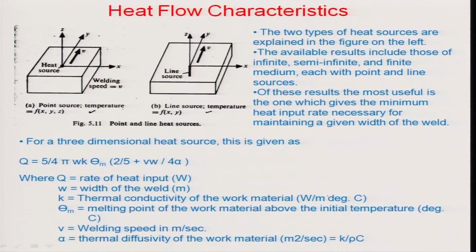I think I had done a fairly good amount of analysis in casting, but for the two different cases, for example, the case of a 3-dimensional heat source, which is not really a line heat source, but a point heat source like this, and assuming that the workpiece moves at a velocity V with respect to this heat source, the Q, the rate of heat input in watts, is simply given by 5/4 pi W k theta_m (2/5 plus V W by 4 alpha), okay, where W is the width of the weld in meters, k is the thermal conductivity of the work material, theta_m is the melting point of the work material above the initial temperature, V is the welding speed in meters per second, and alpha is the thermal diffusivity of the work material, which is given by k by rho c.